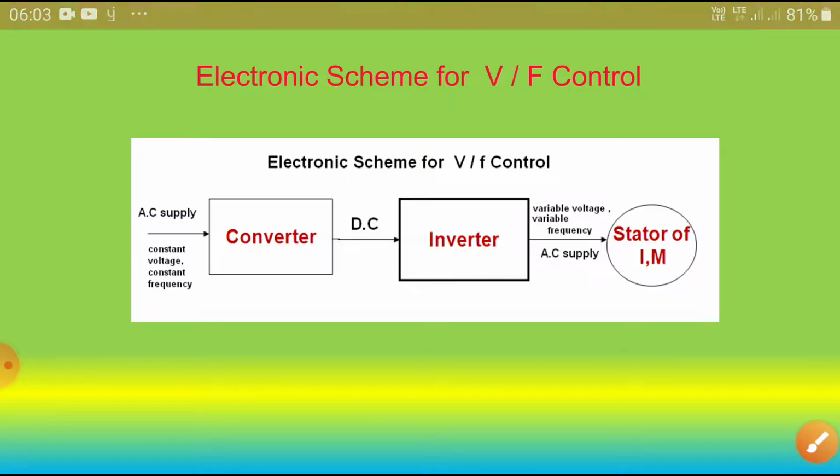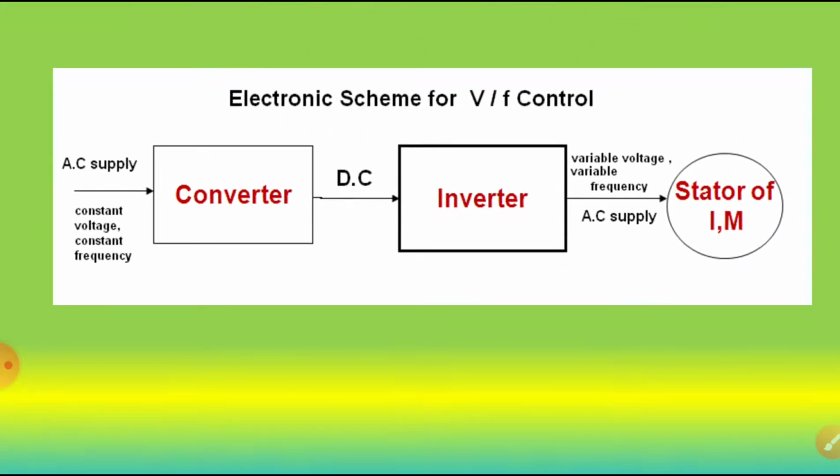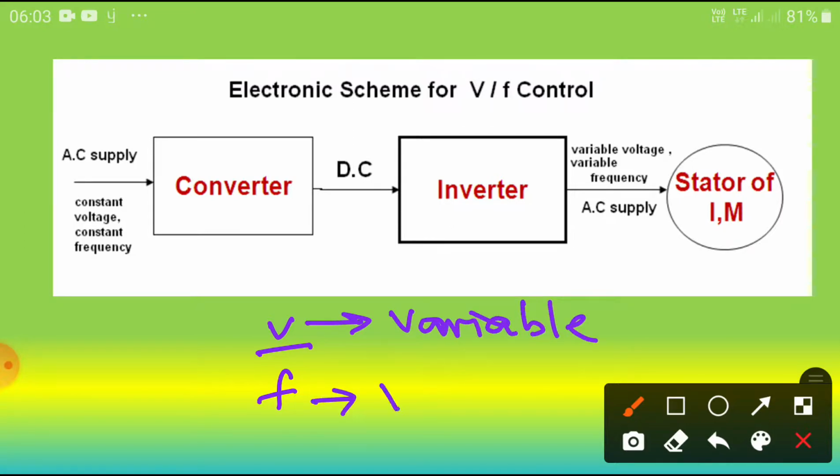Now let us see the V by F control. How are we going to control this? You can see, dear students, here. Okay, what are you going to see here? We require variable V by F control. That means here variable voltage is required, and here variable frequency is required.